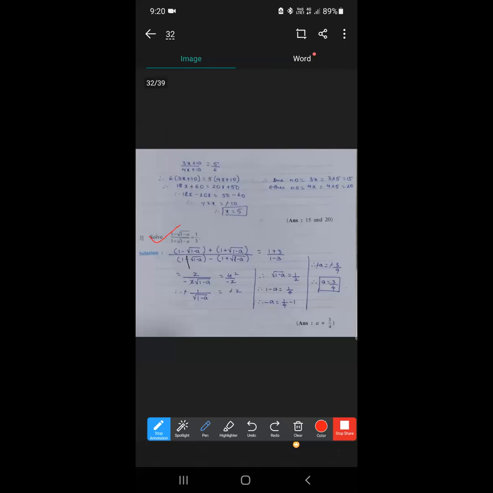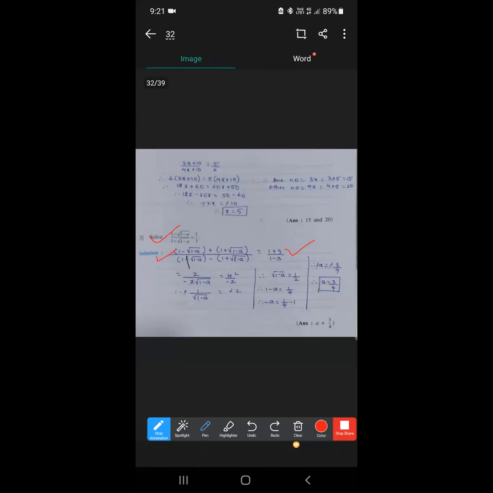So here I have added and subtracted the same thing in the numerator as well as in the denominator on both sides. Both sides means the left hand side and the right hand side. So (1 minus under root 1 minus a) upon (1 plus under root 1 minus a) was my actual question. Adding 1 plus under root 1 minus a and subtracting 1 plus under root 1 minus a, equal to 1 upon 3, that is 1 plus 3 and 1 minus 3.